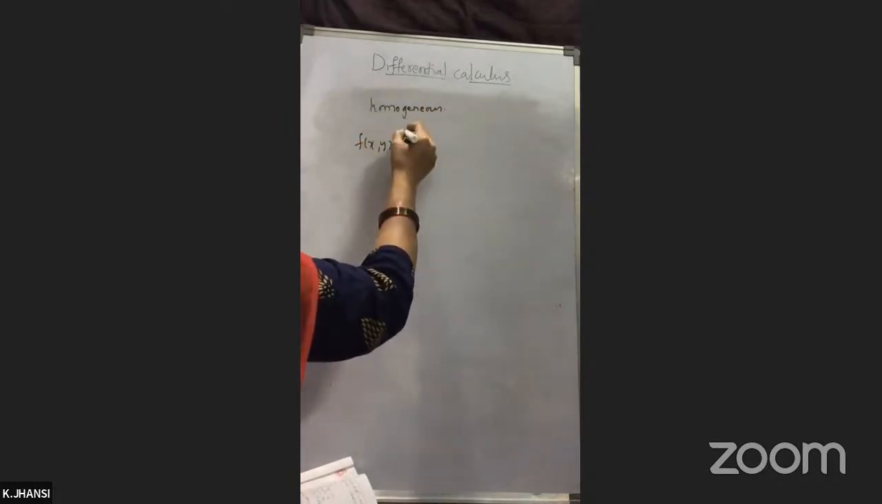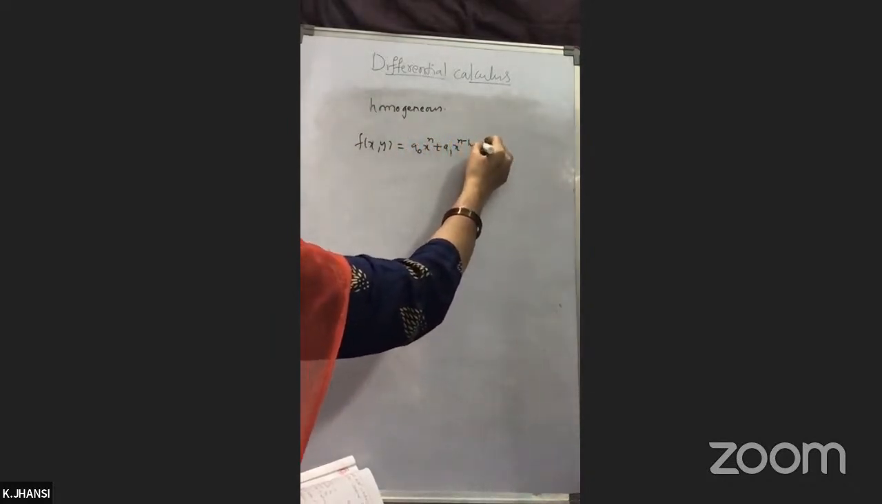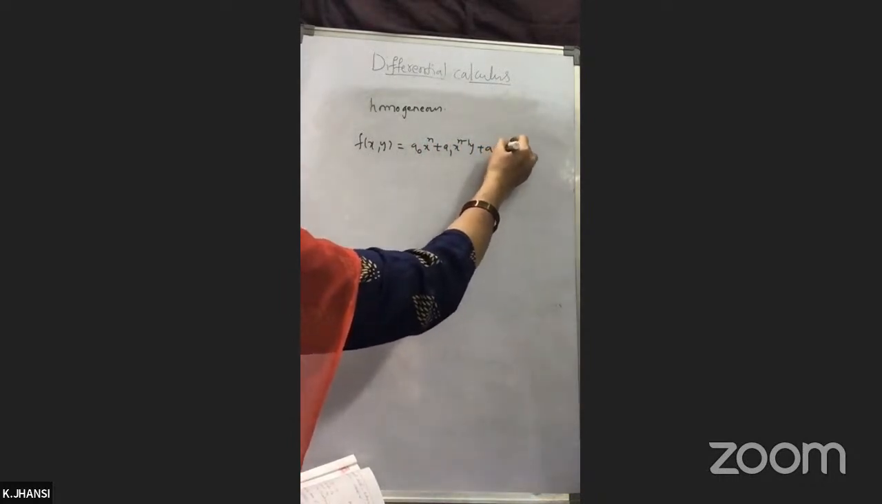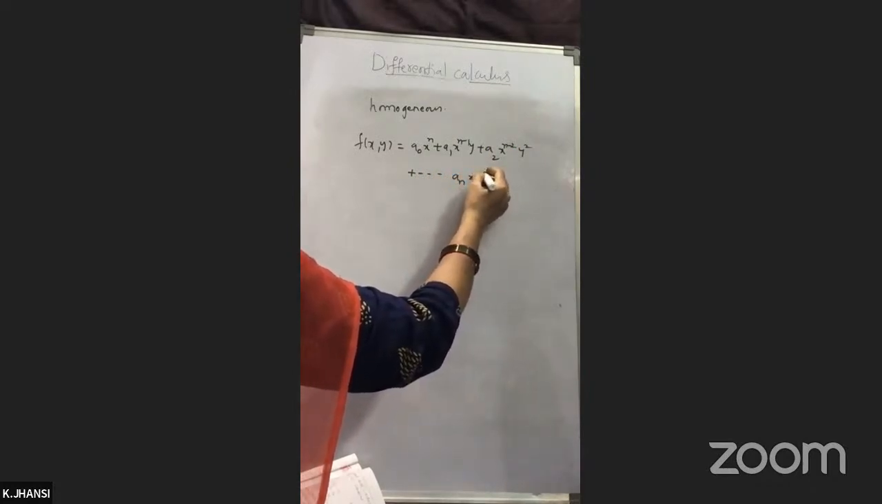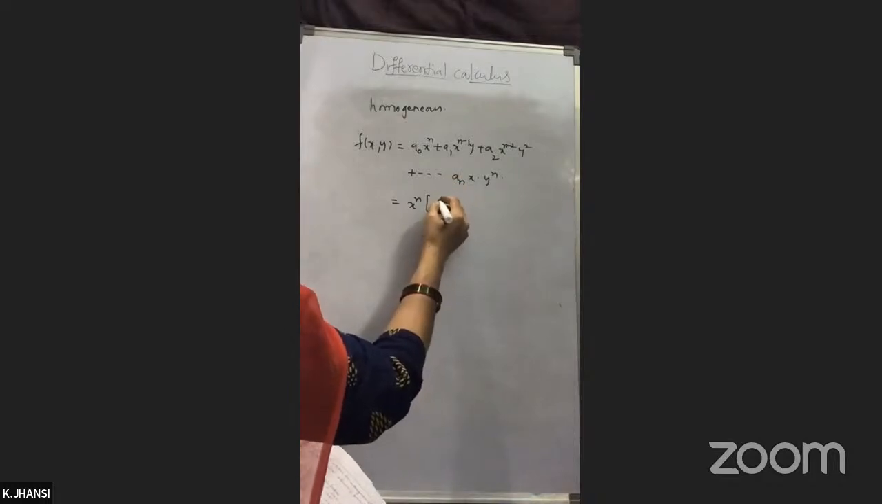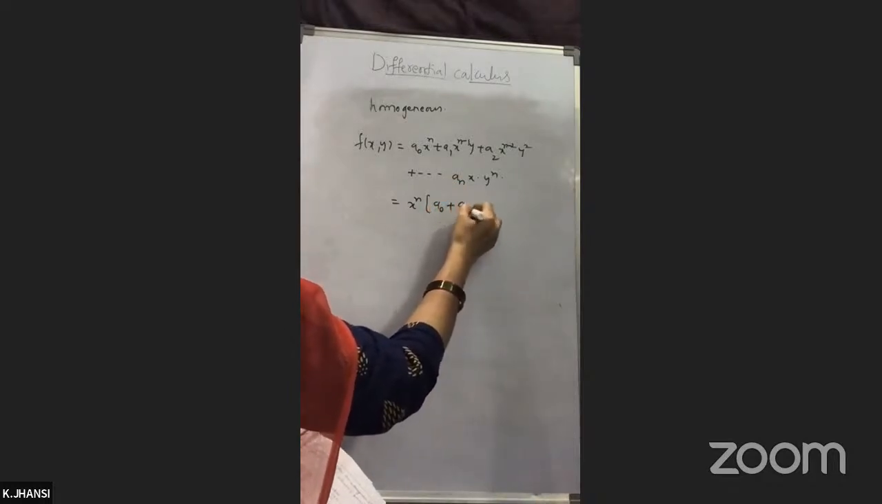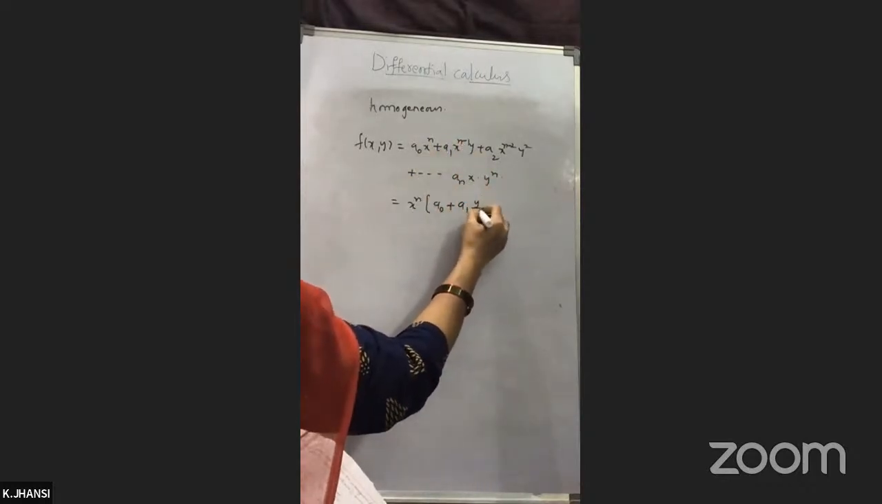the function will be in the form of f of x comma y equals a naught x to the power of n plus a1 x to the power of n minus 1 y plus a2 x to the power of n minus 2 y square, up to an y to the power of n. Like this the expansion will be there. When you take x to the power of n common from this, what you will get? A naught plus a1, this y is there. Here x to the power of n will go, so x will remain, so it will be in the form of y by x.